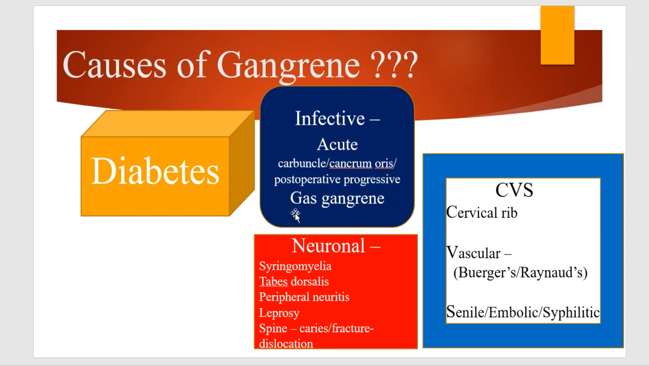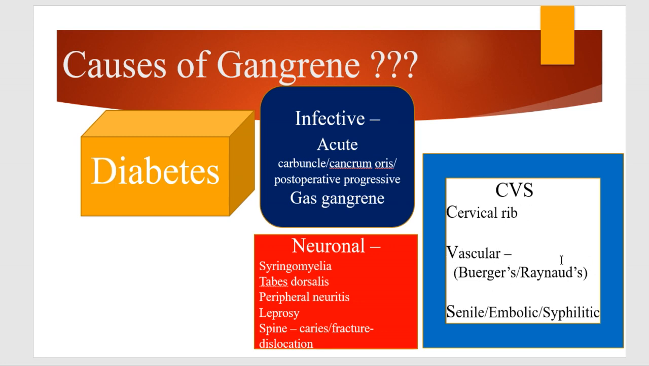So infective, here Meleney's gangrene is also there, then gas gangrene is also there. In neuronal, the various causes I have just enumerated: syringomyelia, tabes dorsalis, peripheral neuritis, leprosy, and spinal problems, the caries and fracture dislocation. In CVS, cardiovascular system, again the mnemonic is CVS. If there is a cervical rib present in the patient, the patient may develop gangrene in the digits in the upper limb. Then V stands for vascular causes.